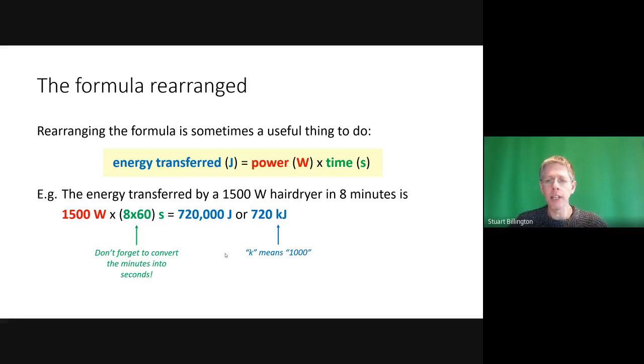So I'm just going to give you a second to make sure that you have finished copying down the rearranged formula. And I would suggest you scribble down the example as well, because you're going to be doing some questions like it in a minute. So I'm just going to give you a minute to do that.